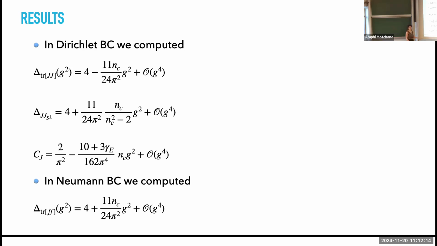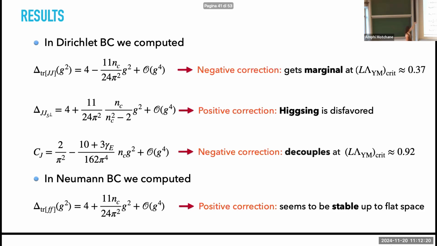Okay, so these are all the results that we got. Let me comment a bit. We found that the lightest singlet scalar operator has a negative correction. Recall that our first scenario was marginality of the singlet scalar operator, and this is reached, since this is negative, when delta is equal to 3, which corresponds to a value of lambda Yang-Mills equal to 0.37.